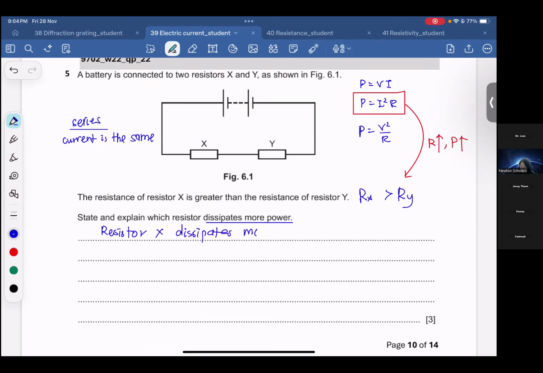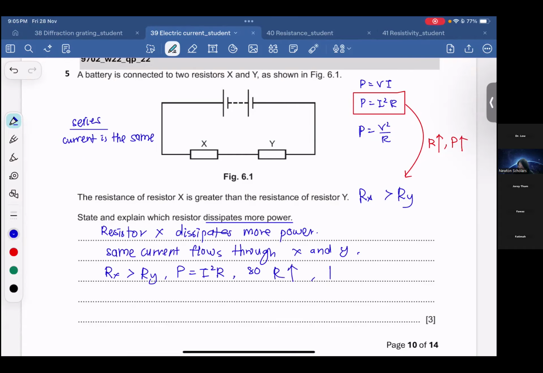Dissipates more power. The reason is that the same current flows through X and Y, then resistance X is greater than resistance Y. So using the formula P equals I squared R, the higher the resistance, the more power is dissipated.